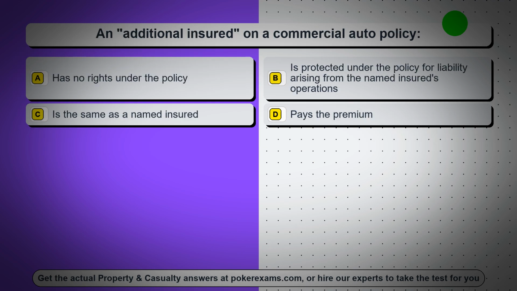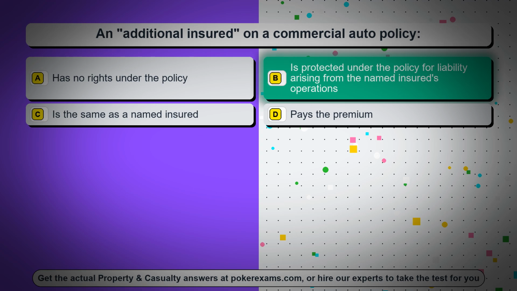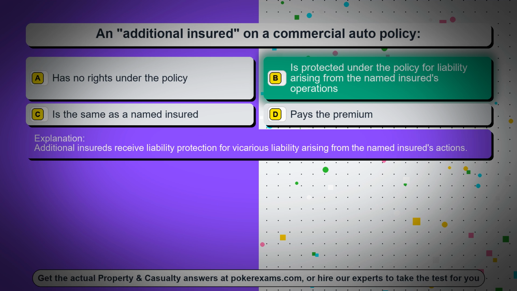Question 73. An additional insured on a commercial auto policy: option A, has no rights under the policy, option B, is protected under the policy for liability arising from the named insured's operations, option C, is the same as a named insured, option D, pays the premium. The correct answer is option B, is protected under the policy for liability arising from the named insured's operations. Additional insureds receive liability protection for vicarious liability arising from the named insured's actions.